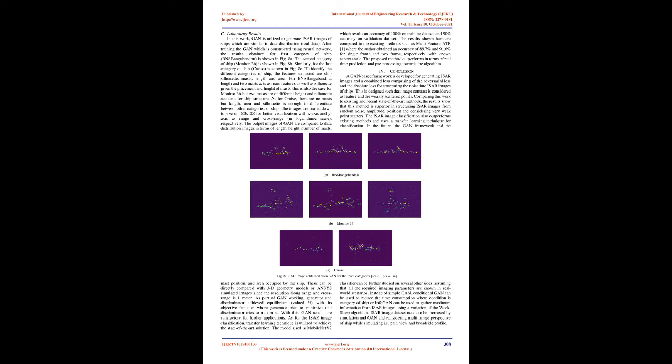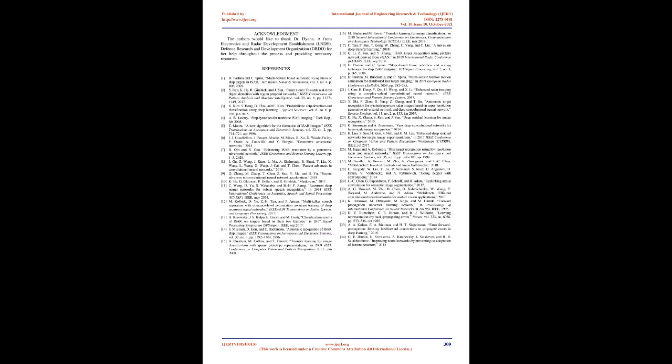Results. In this work, GAN is utilized to generate ISAR images of ships which are similar to the data distribution, the real data. After training the GAN, which is constructed using a neural network, the results obtained for the first category of ship, BNS Bangabandhu, are shown in Fig 8a. The second category of ship, Monitor 36, is shown in Fig 8b. Similarly, the last category of ship, Cruise, is shown in Fig 8c.